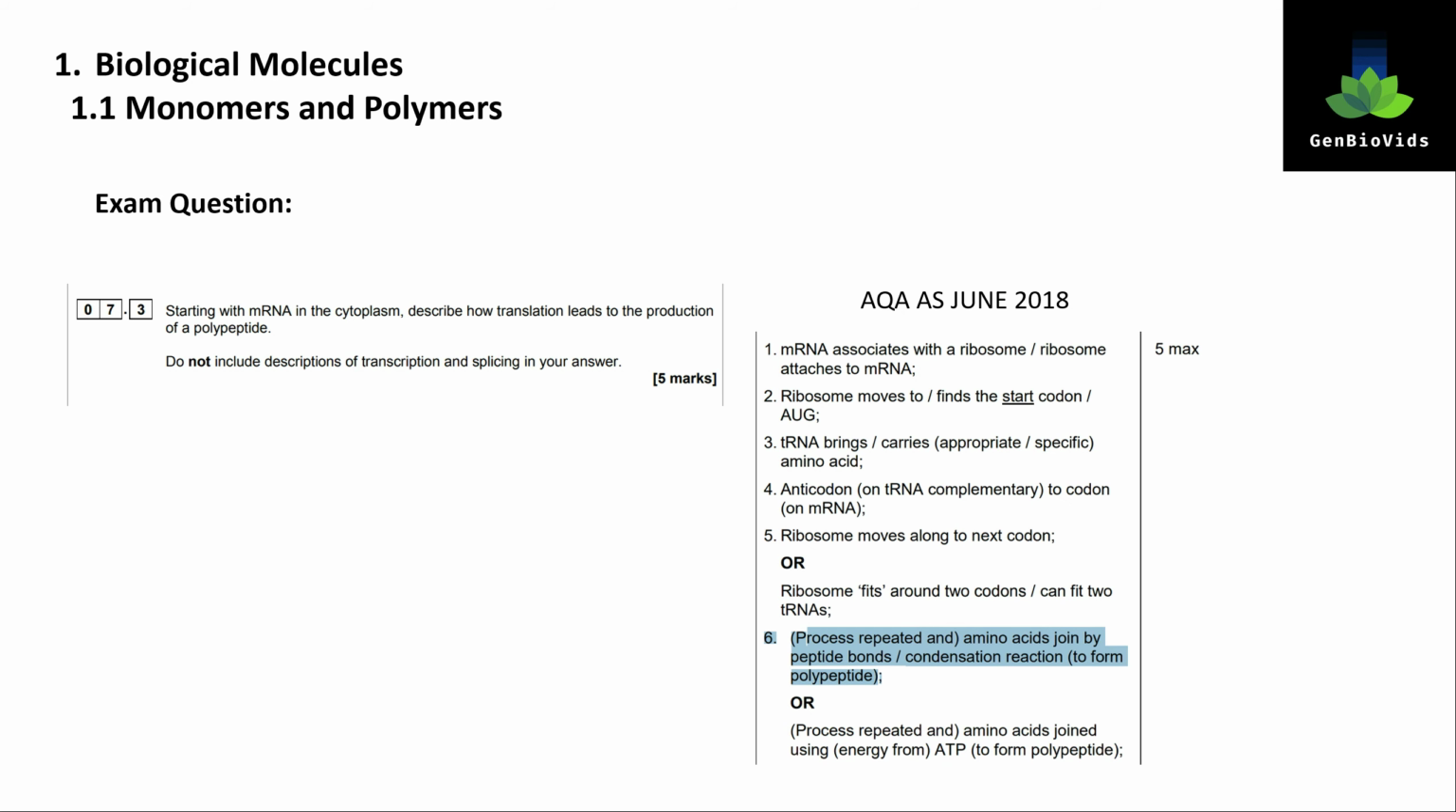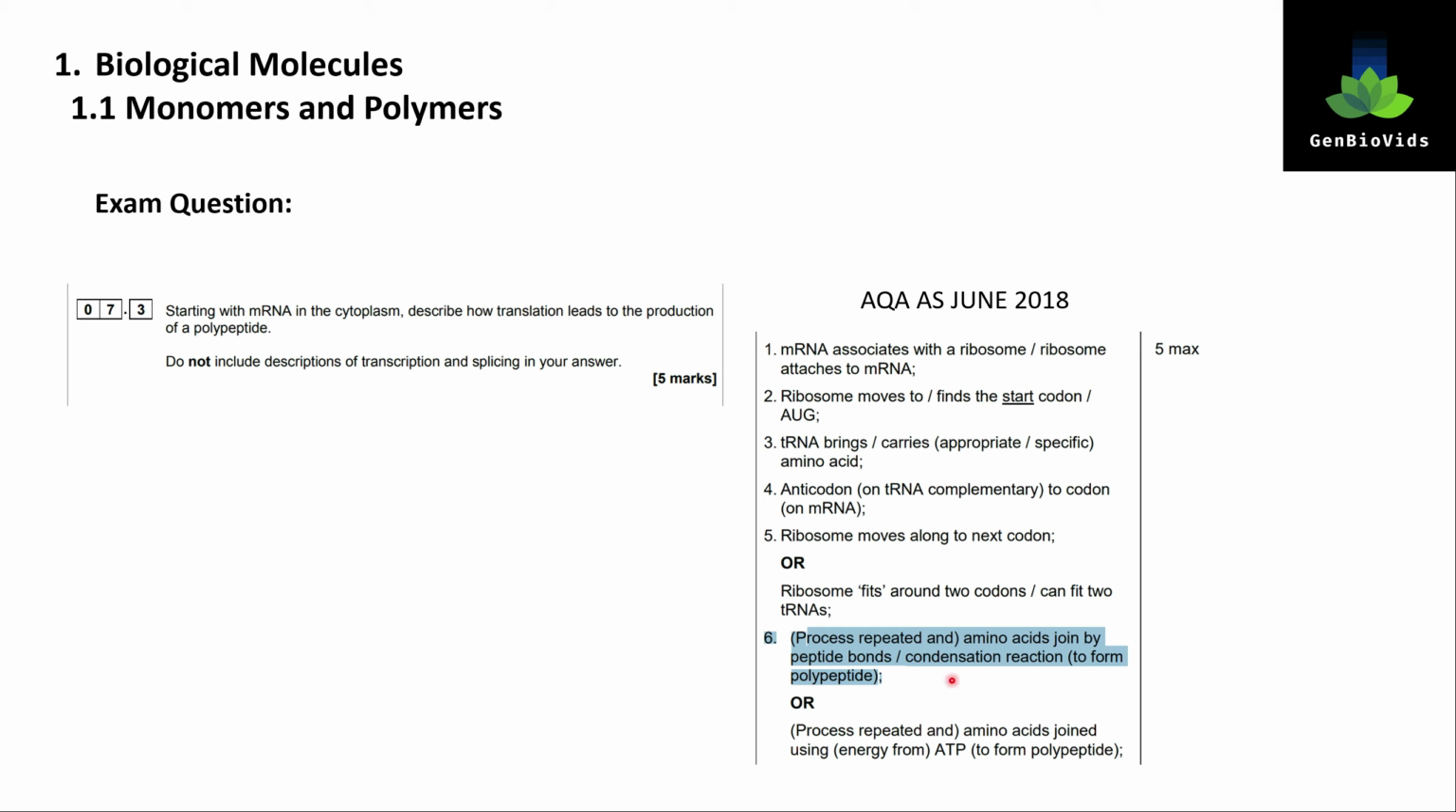So finally, let's discuss an exam question. This question came up in June 2018 on AQA paper, and it reads, starting with mRNA in the cytoplasm, describe how translation leads to the production of a polypeptide. We haven't discussed the process of translation yet. However, we do know that a polypeptide is a polymer made up of many repeat monomer units. And we know by what process monomer units form a polymer.